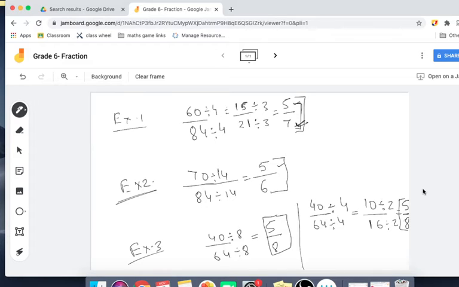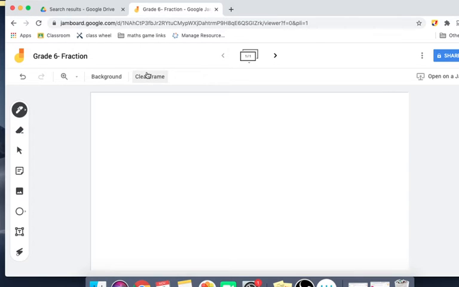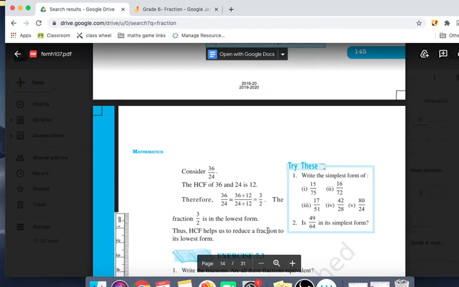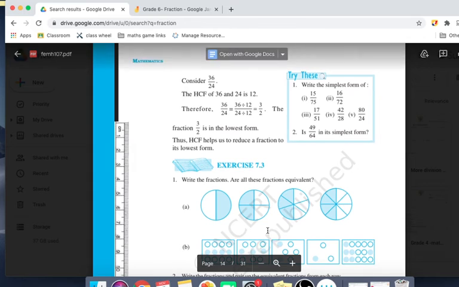Okay, let me give you another question. So let's start the exercise. I hope this is clear to everyone. Okay, so these are some questions. Let's try these first. Write the simplest form of 15 by 75.